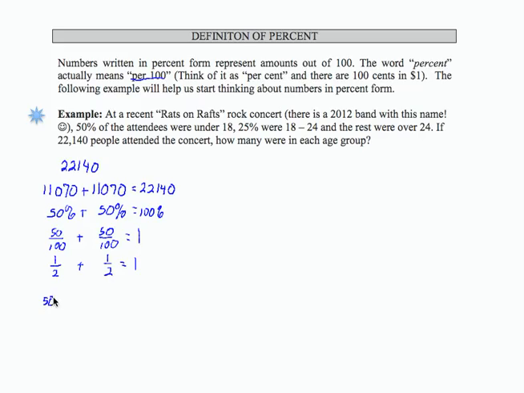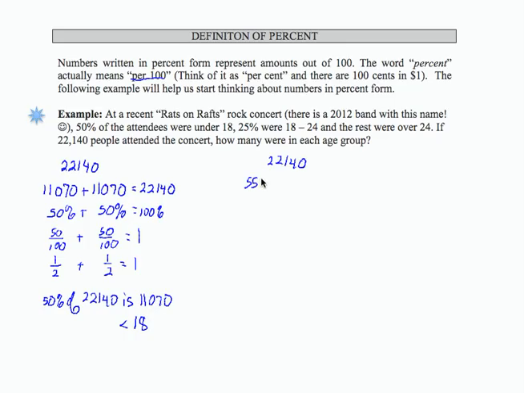So I can say that 50% of 22,140 is 11,070, and that was the amount of people in the less than 18 age group. Now let's look at the 25%. So if I take again the initial amount, I'm going to divide it into four pieces.